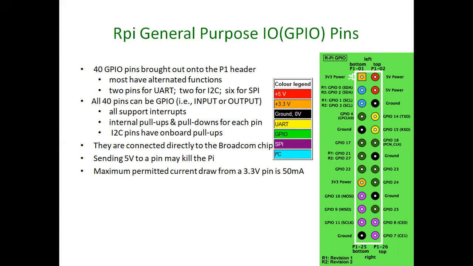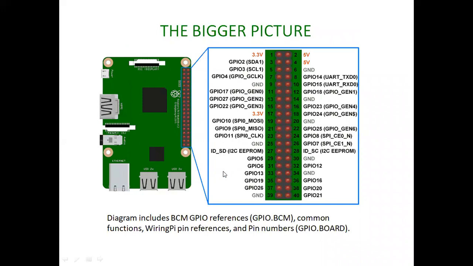And next, the GPIO pins are digital pins, and they work at 3.3 volts. If we send a 5 volts supply to a 3.3 volts pin, then the Raspberry Pi might blast or get damaged. It causes severe destruction. And the maximum permitted current drawn through a 3.3 volts pin is 50 milliamps. So this is the basic overview of the pins, board mode, and the BCM mode. The diagram includes the BCM GPIO references, these common functions, and the wiring Pi pin references and pin numbers.